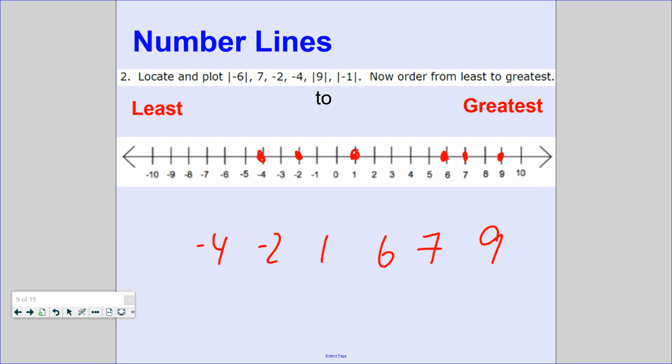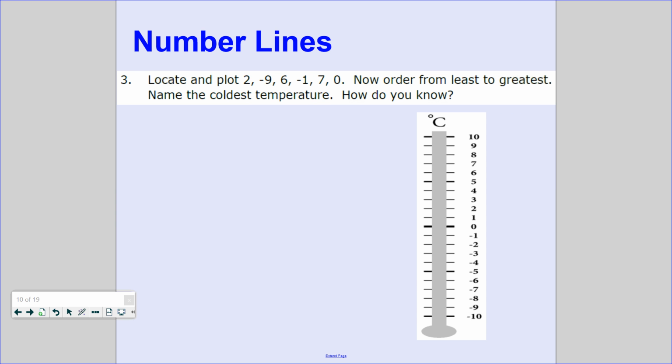What happens if I ask you to put it from greatest to least? 9, 7, 6, 1, -2, -4. Now I want you to locate and plot 2 degrees, -9 degrees, 6 degrees, -1 degrees, 7 degrees, and 0 degrees. Now order them from least to greatest.